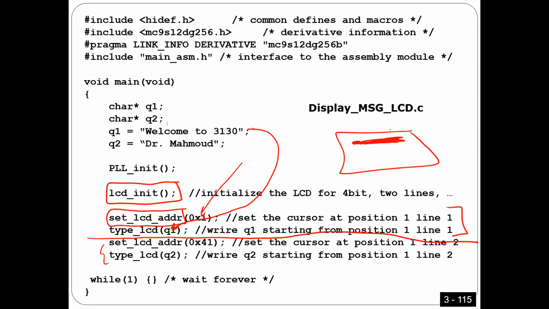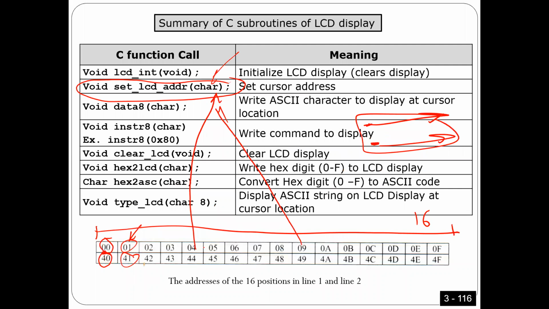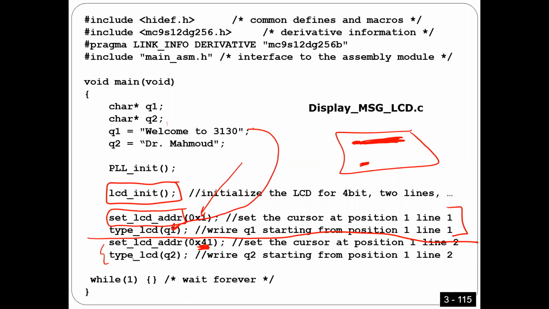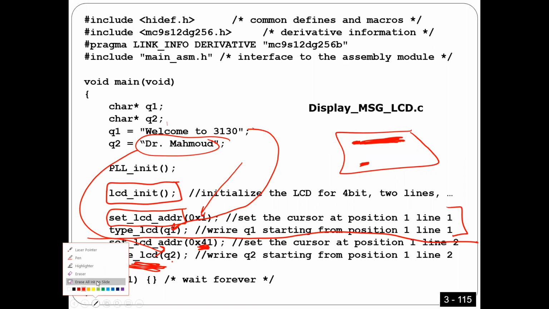Now I'm going to repeat the same thing again, but on the second line. Number one, I have to put the cursor here, as you see here, guys. 41. 41 is here, right? Can you see here? So the cursor is going to be in the second location in the second line. So I'm going to put the cursor here. And then I'm going to call this function type LCD Q2, which is this one. Okay, guys. Very, very easy. Just a bunch of instructions. You just use the subroutines, and they do everything for you.